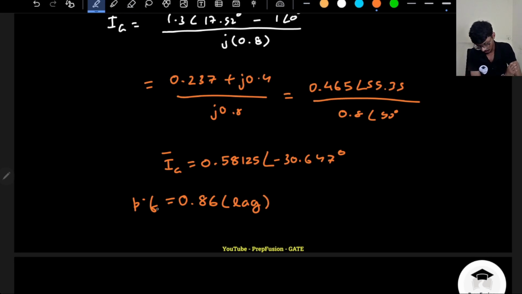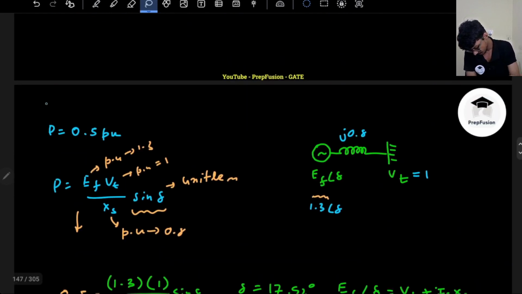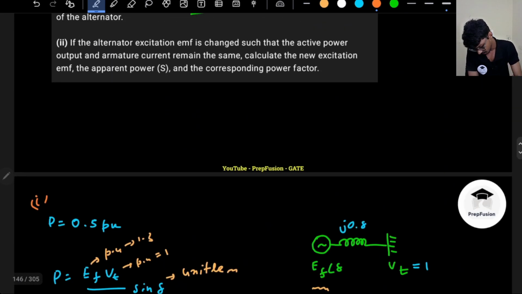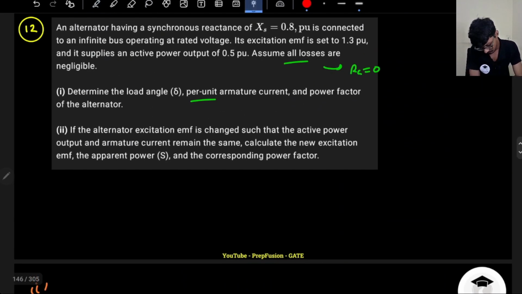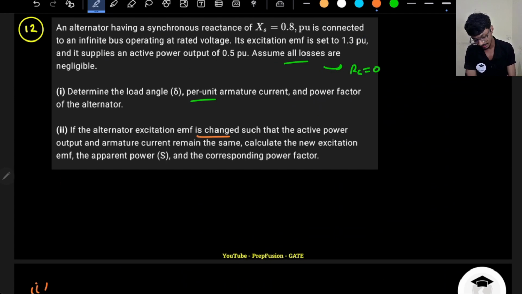Okay, so this is the power factor basically. I hope you have understood this basic point. Now the first part is over, part A is over. In the second part they are asking: if the alternator excitation is changed such that the active power output and the armature current remain the same, so IA is the same and power is also the same, calculate the new excitation EMF, the apparent power and the corresponding power factor.